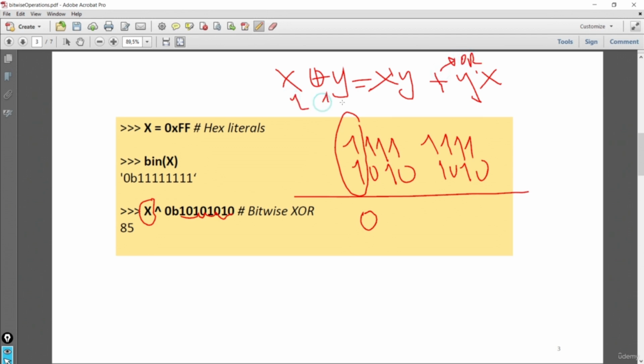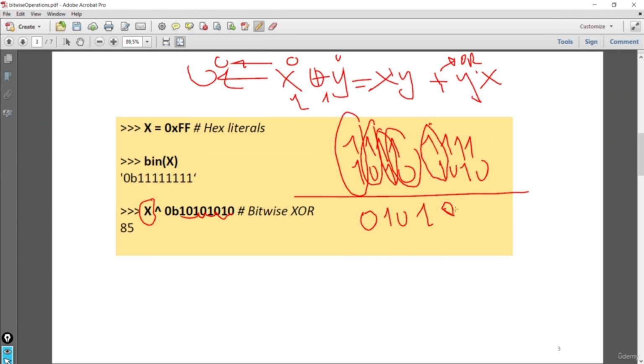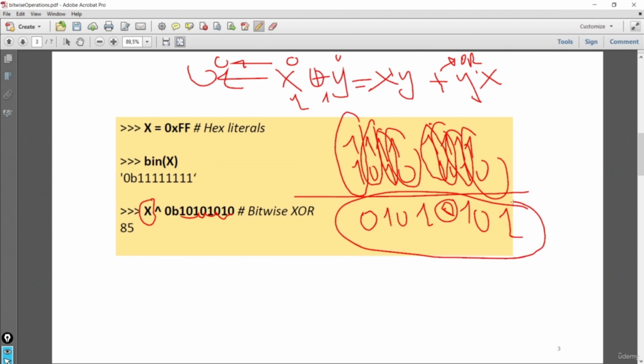If both are 1, the result will be 0. If both are 0, the result will be 0 also. If one of them is 0, the other is 1, the result will be 1. So 1 0 produces 1, 1 1 produces 0, 1 0 produces 1, 1 1 produces 0, and 1 0 produces 1, 1 1 produces 0, 1 0 produces 1. So when we convert this number to decimal, we get 85.